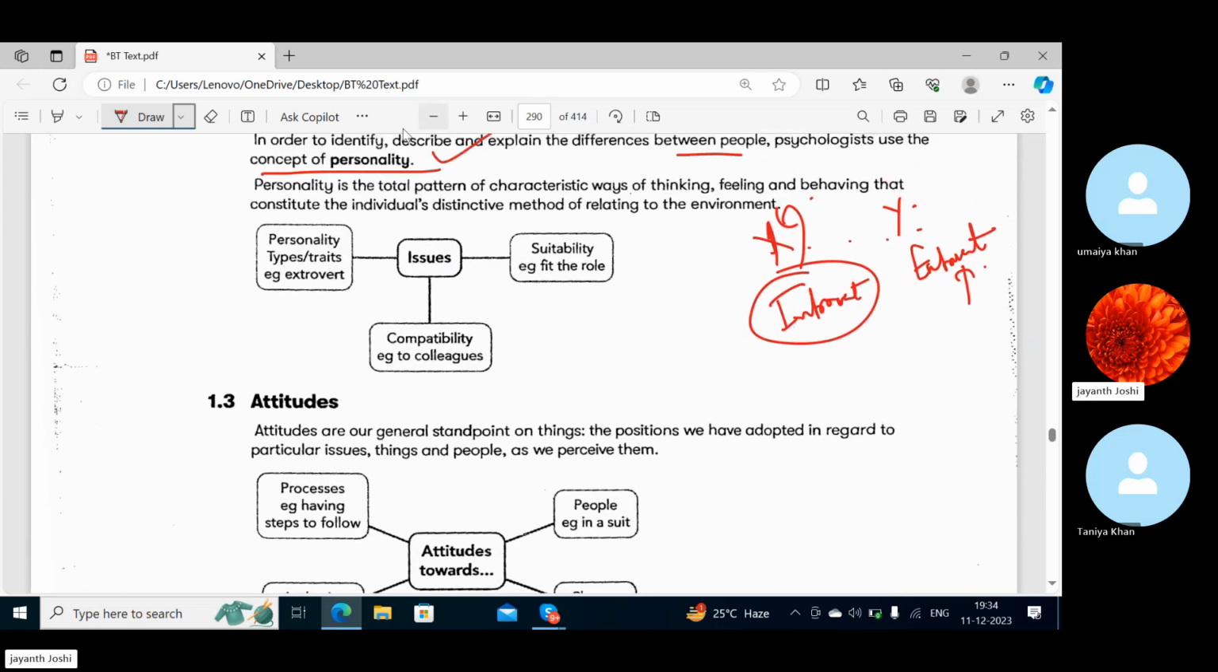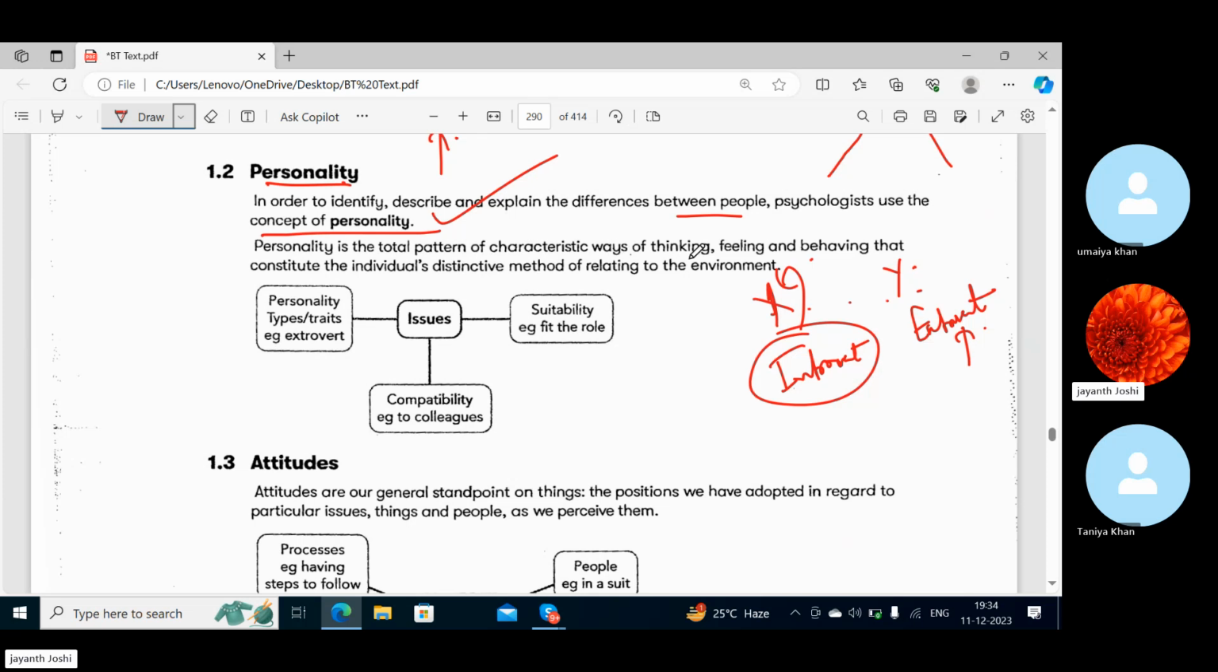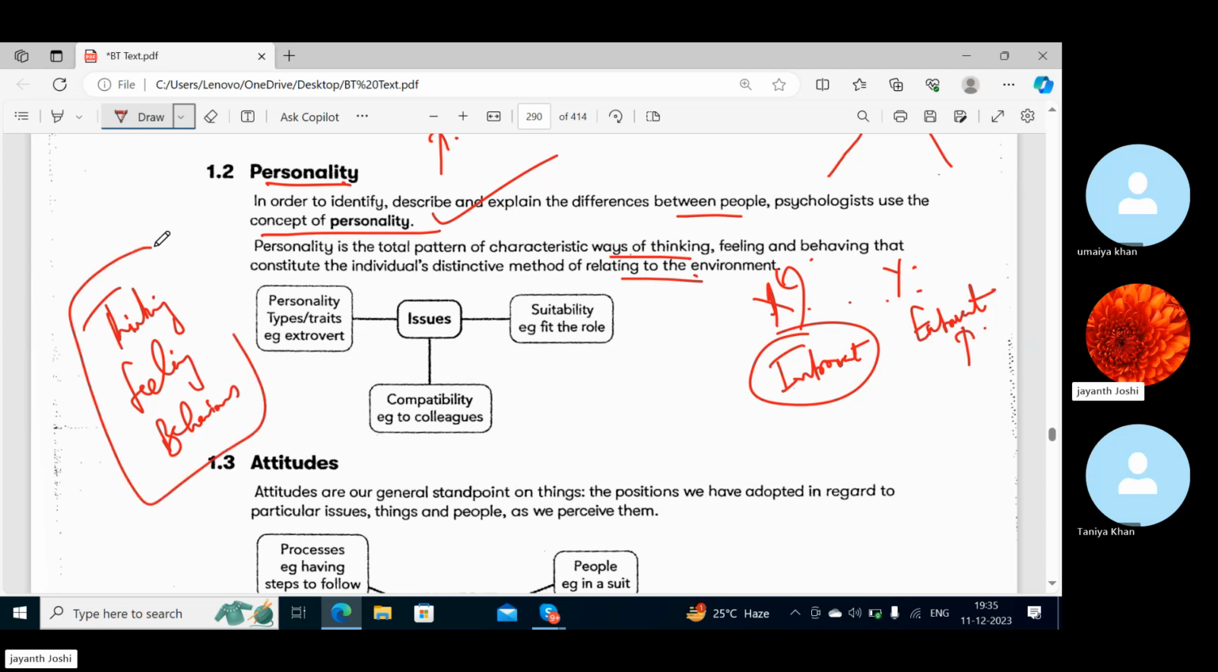So personality is the total pattern of characteristic ways of thinking, feeling and behaving that constitute the individual's distinctive method of relating to the environment. How you think about something, how you feel about something, how you behave, that tells you about this combination. That's what I said: thought process, feeling, behavior. All of this together says something about someone's personality. So there are personality types, traits, extrovert, and suitability, example, fit for the role, and compatibility, example, with colleagues. That means if a company wants to hire someone, they will look at his personality.